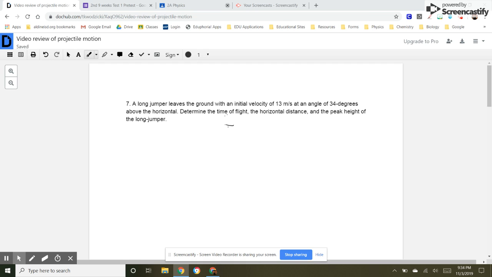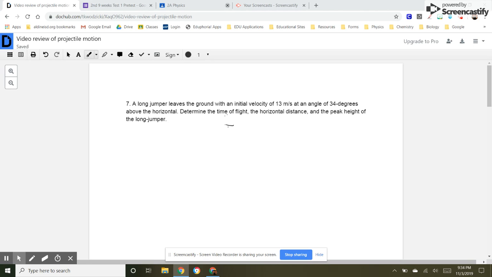Good morning. Let's go over a few of the questions that you were assigned for homework to make sure that we know how to do these angled projectile motion problems and be able to do them for our tests that we have on Wednesday. So it says a long jumper leaves the ground with an initial velocity of 13 meters per second at an angle of 34 degrees above the horizontal. Determine the time of flight, the horizontal distance, and the peak height of the long jumper.